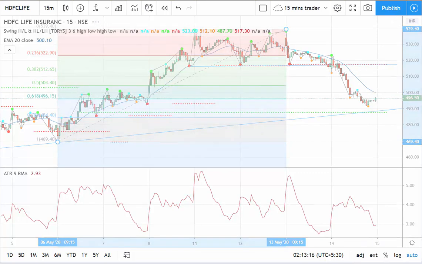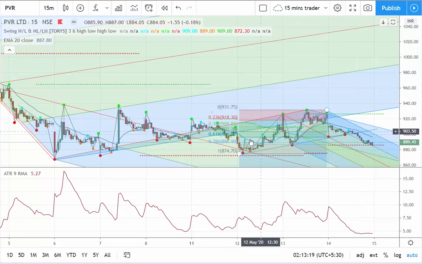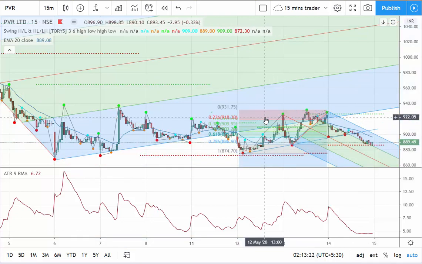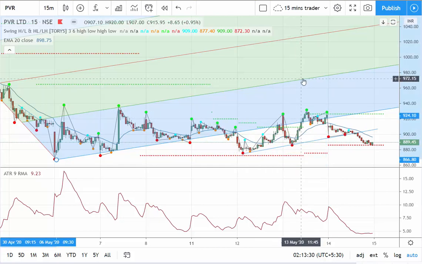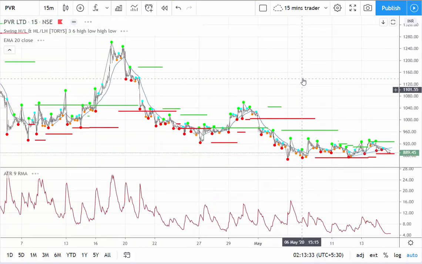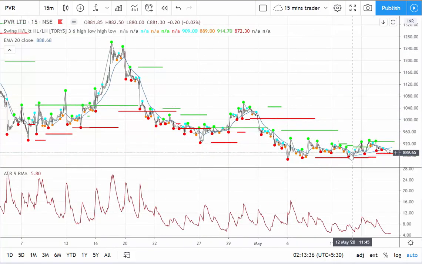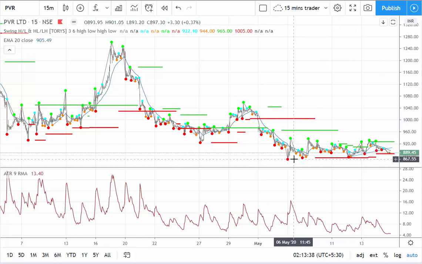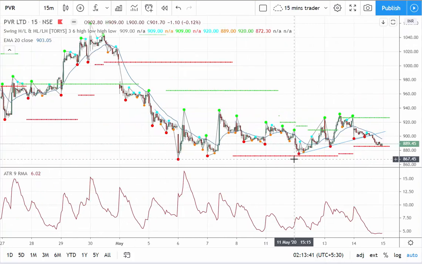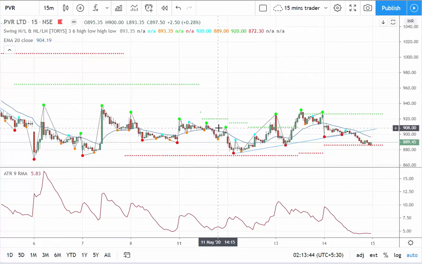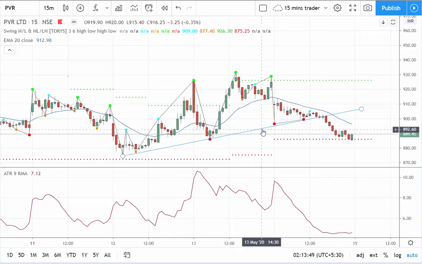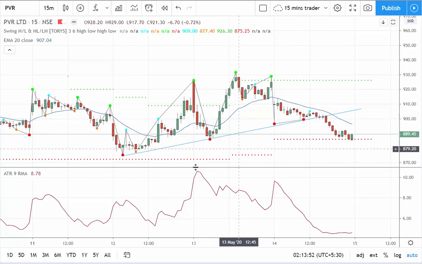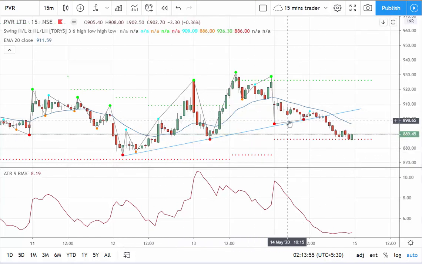So coming to PVR, I'll just clear all these things. It may confuse beginners. PVR, you can see it is just moving down. It has made a lifetime low of 867 and it's trying to consolidate over here. So what I've done is I've connected these three dots again today. Almost like four dots are getting connected.